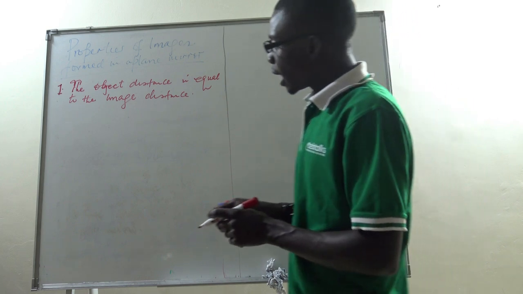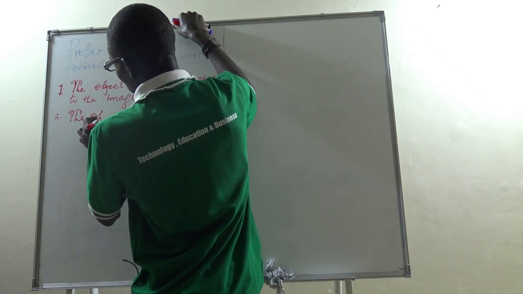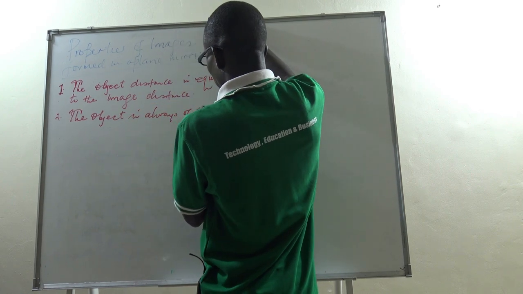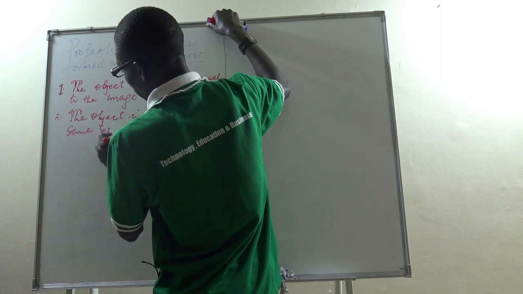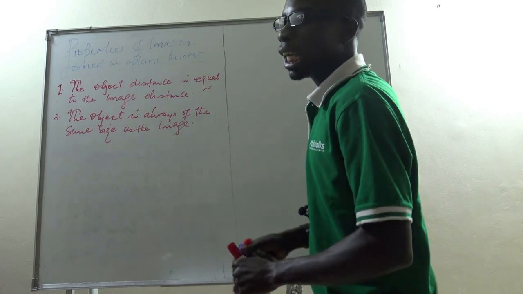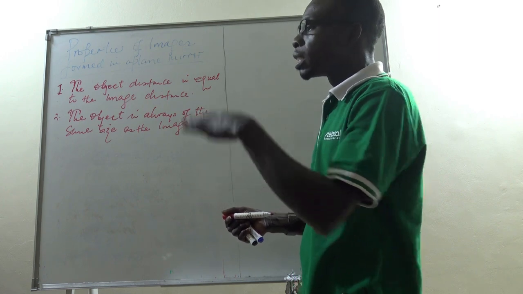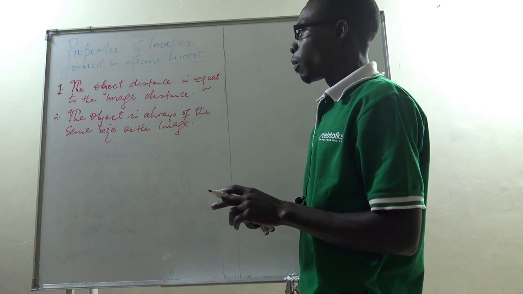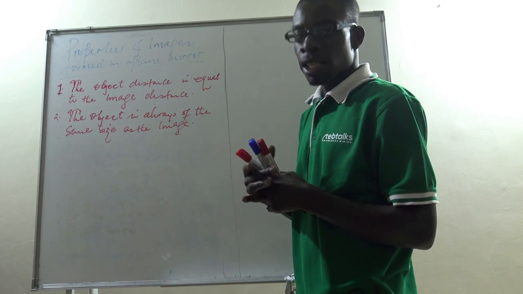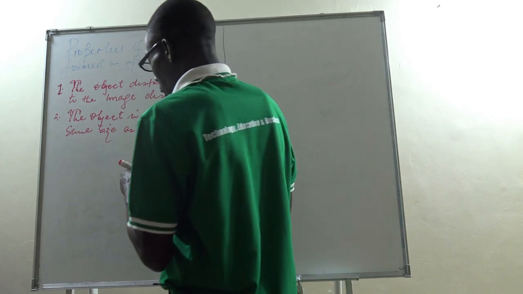Is that okay? And then number two, we can say that the object is always of the same size as the image. Is that okay? If you go in a plane mirror and stand and you see yourself, the real size you have as a person will be the same size that appears in the plane mirror. Therefore, we say the size of the object will be the same as the size of the image formed in the plane mirror. Those are still the properties of the images formed.